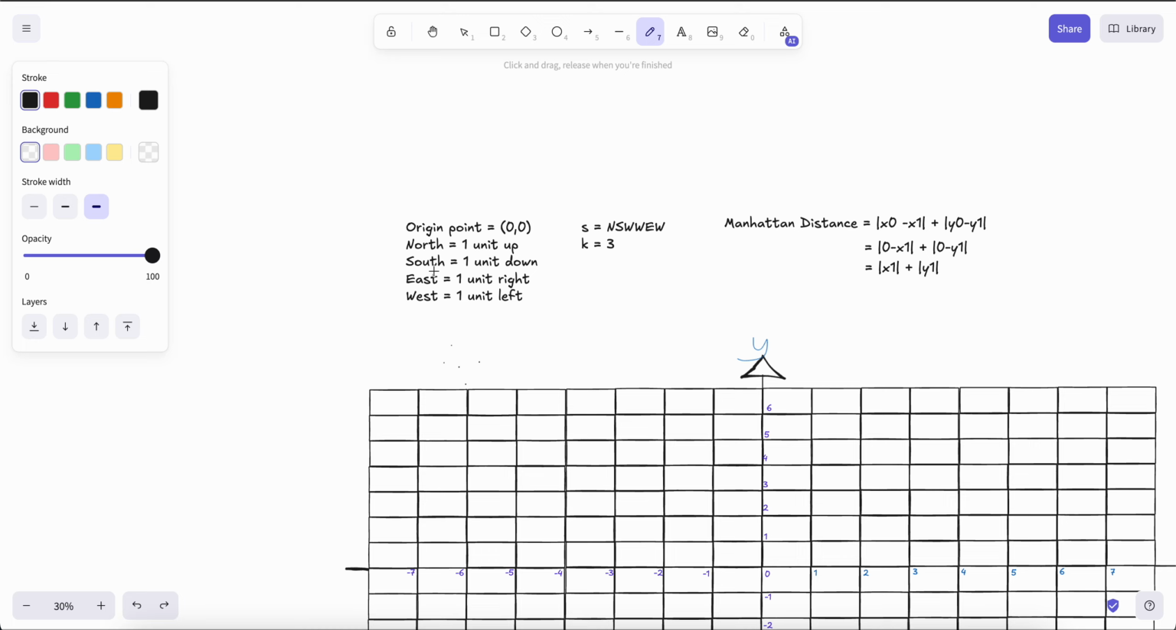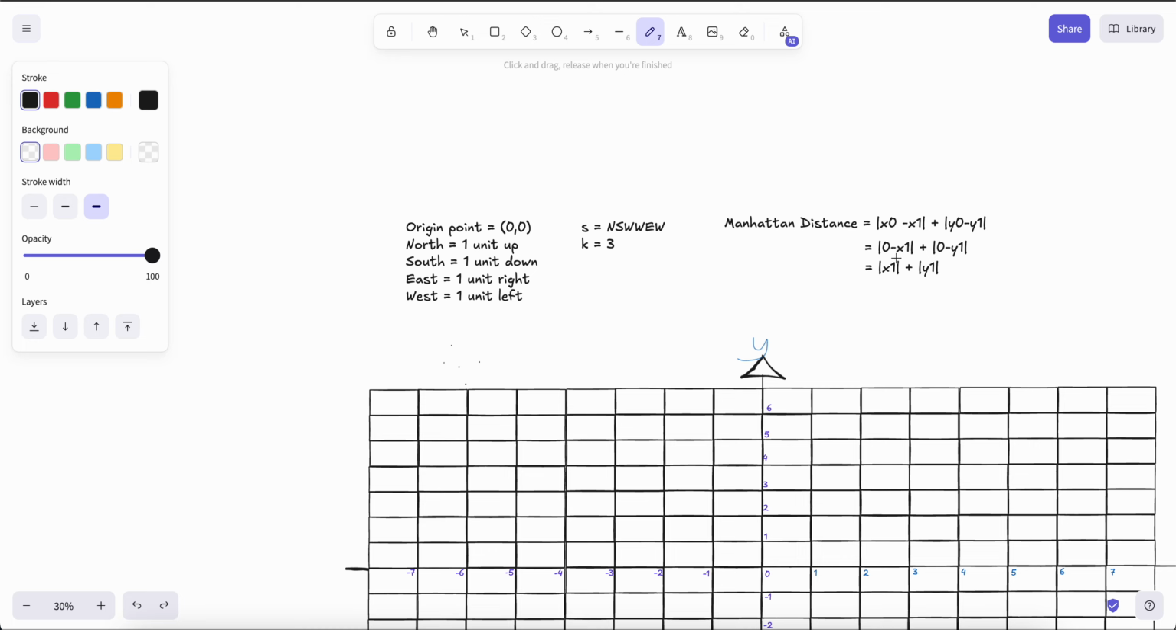So what is the Manhattan distance? The Manhattan distance is a distance between 2 points. For example, you have point 1 with the x coordinate of x0 and y coordinate of y0, and you have another point with the x coordinate of x1 and y coordinate of y1. The Manhattan distance is basically counting the difference between the x value and also the y value between these 2 points.